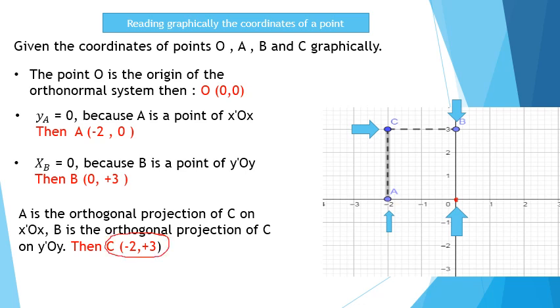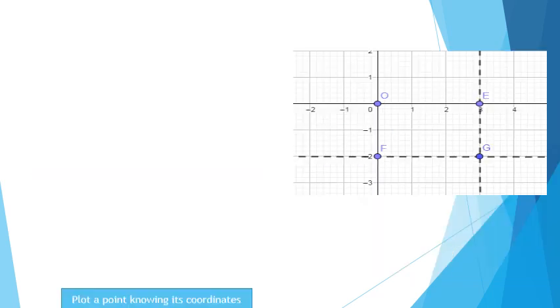Okay, how to prove that AC is parallel to the y prime y? A and C, here A has an abscissa -2 and C has an abscissa -2. Since x of A is equal to x of C, equal to -2, these points having the same abscissa, then they form a line AC which is parallel to y prime y.